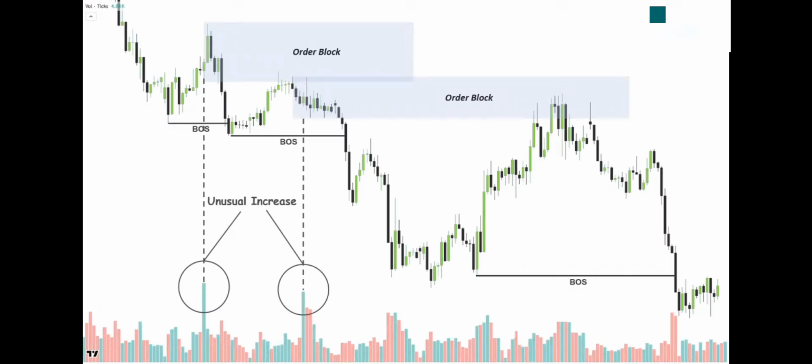In other words, high volume inside or near an order block can support the idea that smart money was involved in that move. So, before entering a trade, volume can be used as an extra confluence factor. If price creates a strong order block with a clear volume spike and later returns to that same zone, there is a higher chance that price may respect it and react from that area.